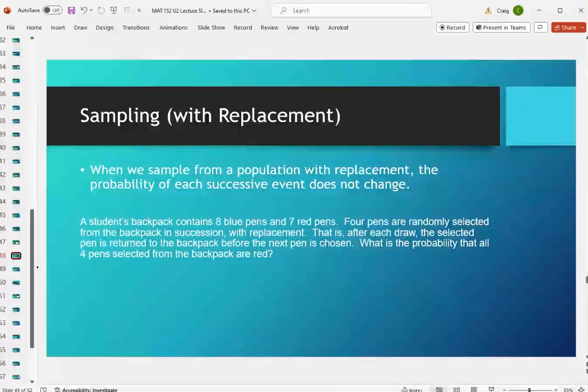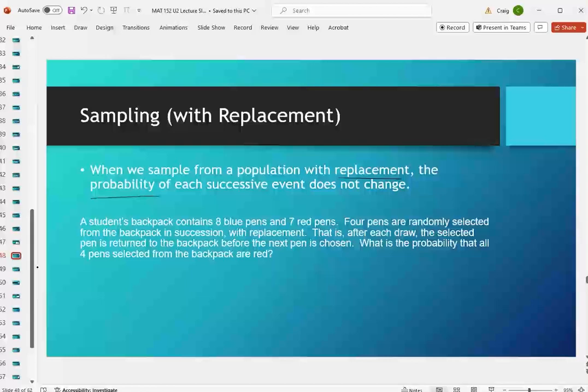When we sample from a population with replacement, the probability of each successive event does not change. That just means that we're putting everything back. It's like picking a card from the deck. If you pick a card from the deck and then put it back, the probability of choosing the next card is the same. It's not changed by the previous choice.